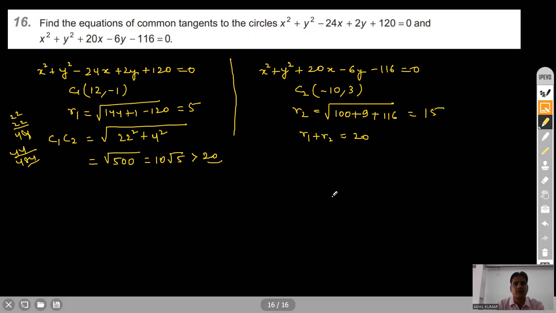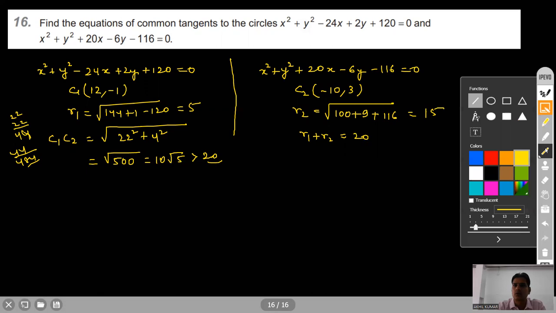are separated, right? They are not intersecting. And in this case, a total of four tangents will come. Let me draw how these circles will look. So this will be our bigger circle. Okay, so let me draw one tangent here.